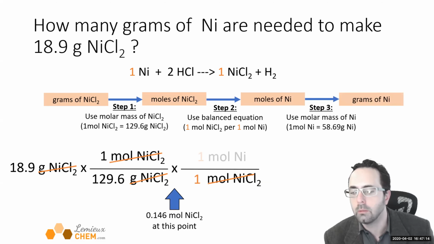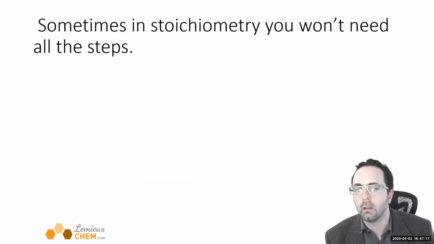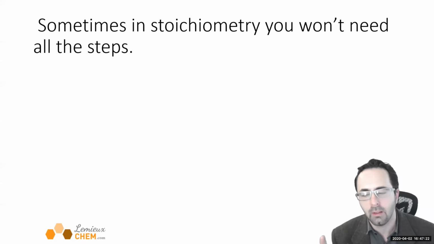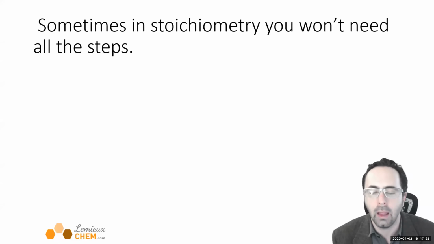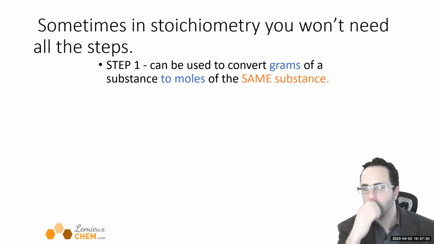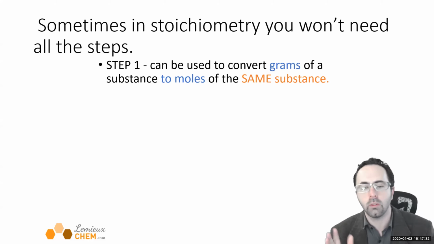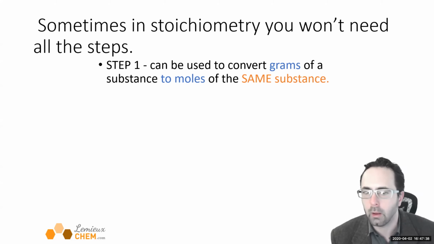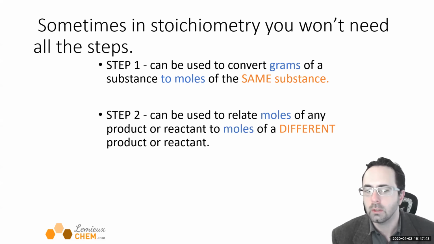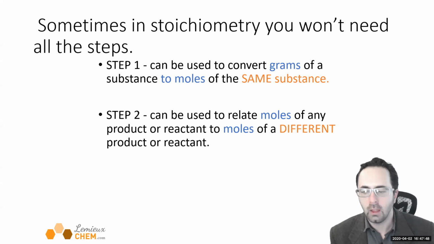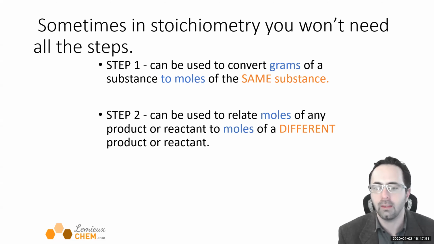But depending on the way the question is asked, you may not need all of the steps. They're always the same steps in the same order, but sometimes you don't need every single one. So the purpose of step 1 is to convert grams of a substance into moles of that same substance. But if you're given moles to begin with, you don't need step 1. So it all depends on if you start with grams or moles. Step 2 is to relate moles of one substance to moles of a different substance. In stoichiometry, you'll basically always need that step.